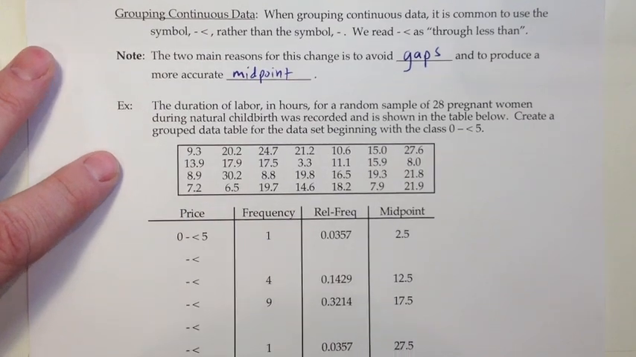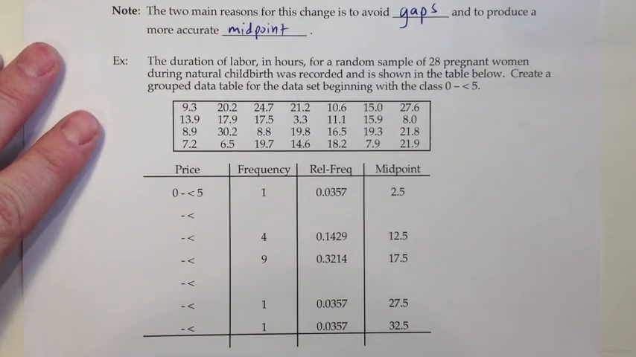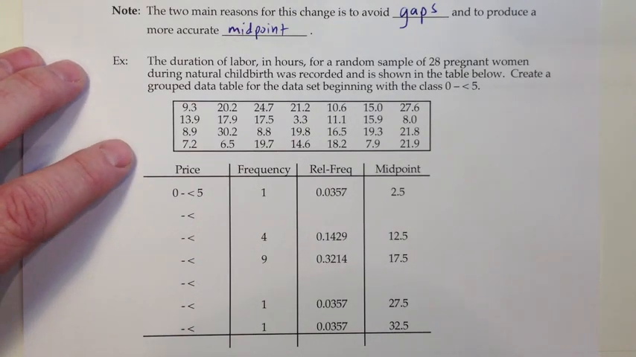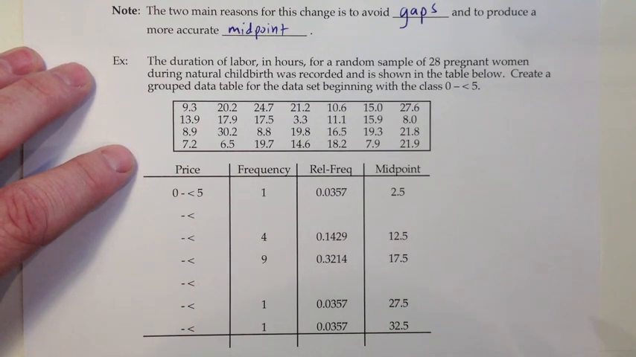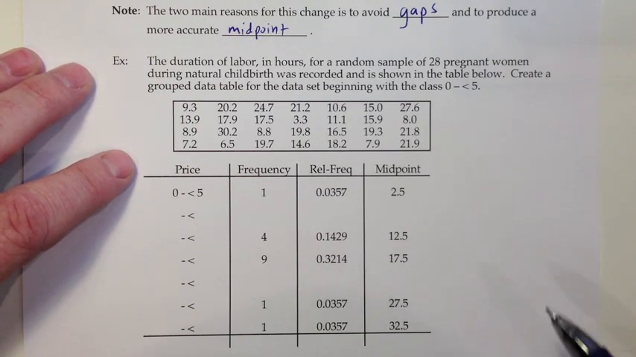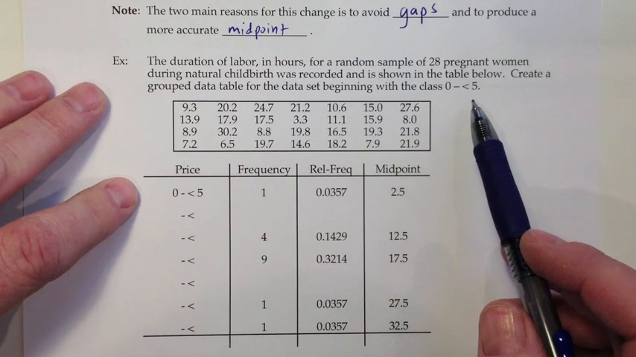So let's go ahead and jump in and take a look. In this example, we're looking at the duration of labor in hours for a random sample of 28 pregnant women during natural childbirth. That was recorded and shown in the table below. And we want to create a grouped data table for the data set beginning with the class 0 through less than 5. So that's our starting point, 0 through less than 5.